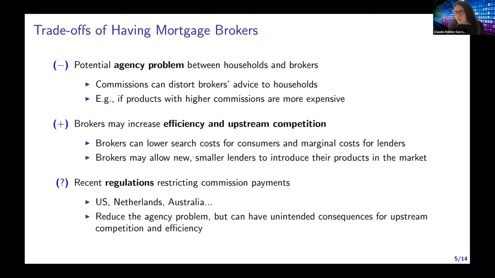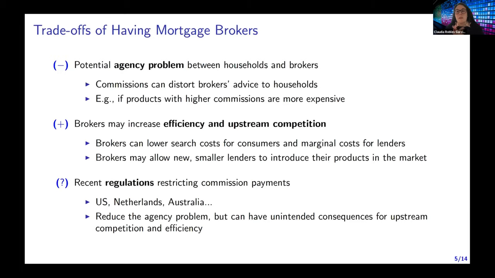Well, many regulators, in not only mortgage markets but in other markets, have decided to ban all commission payments between brokers and banks. And this is going to have the positive effect of reducing the agency problem. So that's good news. However, it's also going to have unintended consequences in terms of upstream competition and efficiency. And it's not really obvious which of these sides of the trade-off is going to dominate in equilibrium. So that's exactly where this paper comes in.